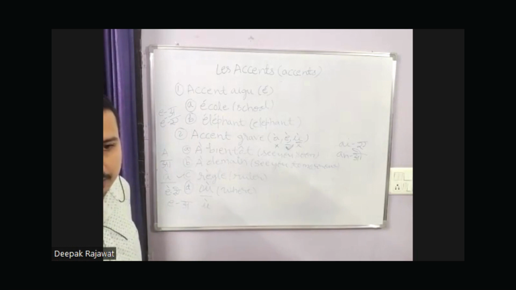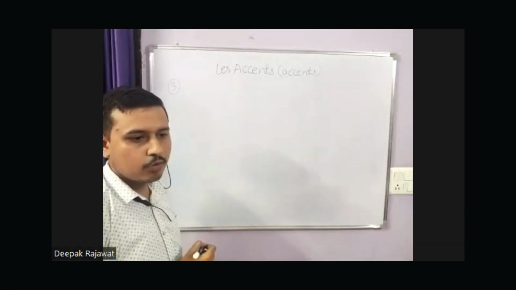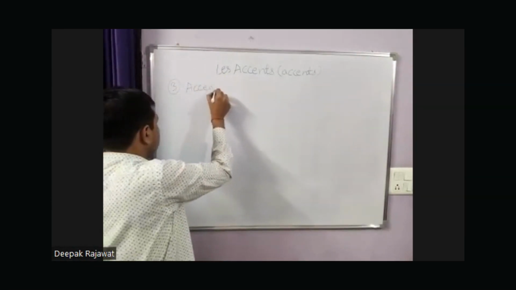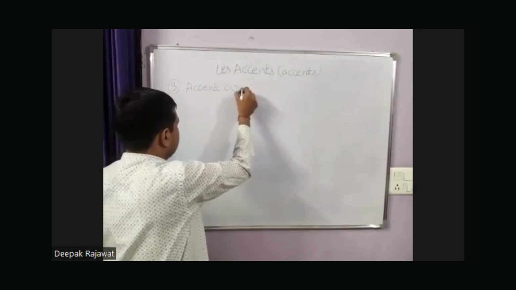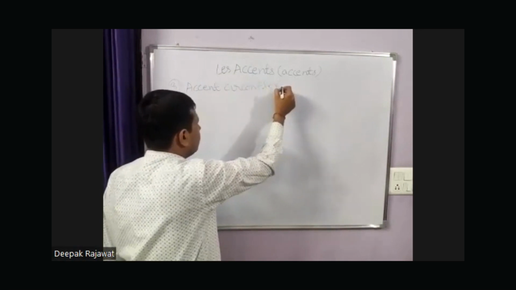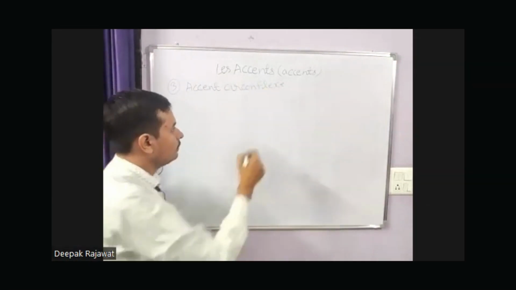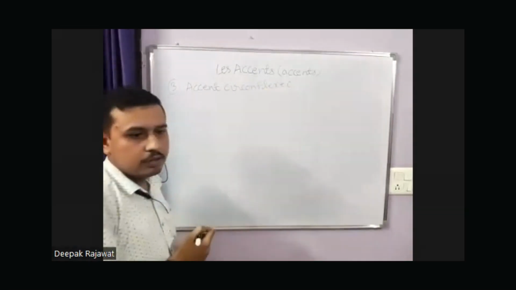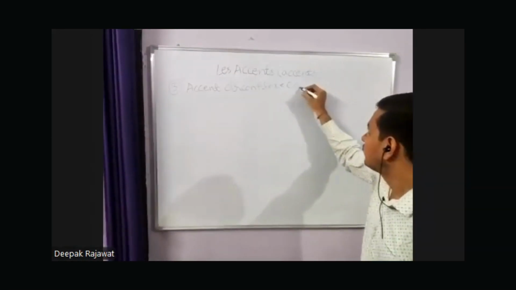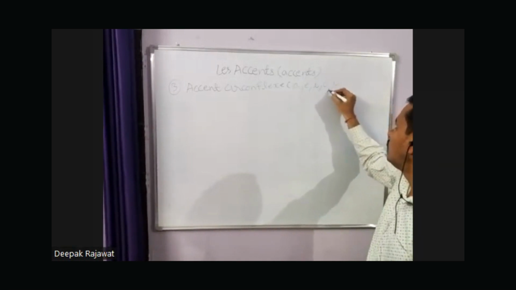Now this is clear. We are going to see a third accent: accent circumflex. This we put on letters. We take all the vowels: A, E, I, O, U.